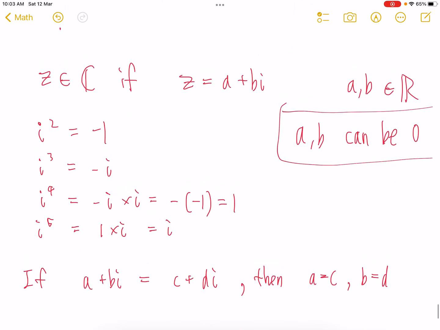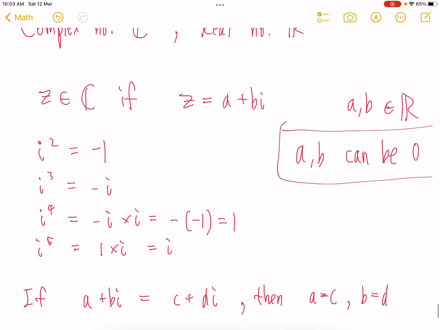So in fact, I can say that the number pi is actually complex. And why? Because I can write it as pi plus 0i, right? And that is of the form a plus bi. And 0 is a real number, pi is also a real number. Therefore, pi is complex. Therefore, any real number is also a complex number. Alright? This is one important thing to remember.